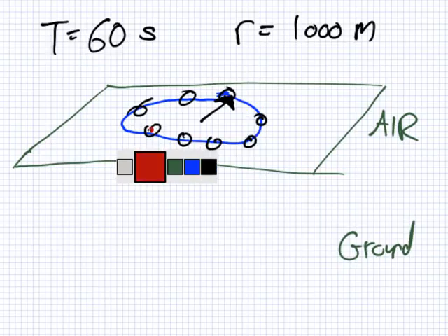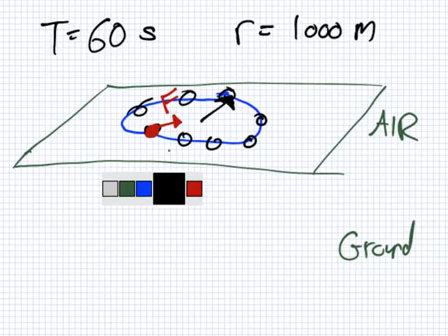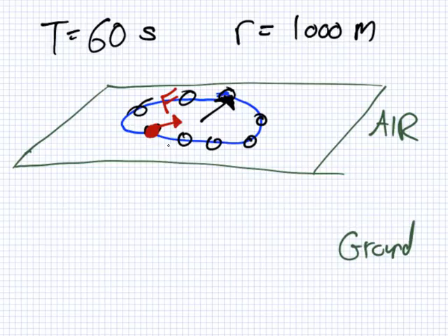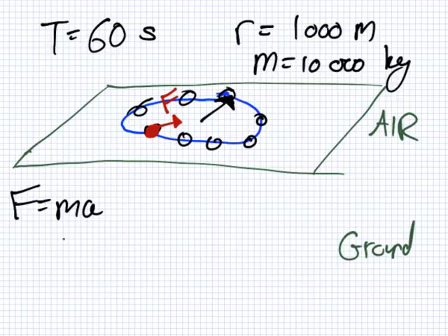So as the plane goes around, which way is the force? To the center. So I want to calculate the F. What does Newton tell us the F is? MA. So I need to calculate the A. Newton says F equals MA. Do I know the M? I do. It's 10,000 kilograms. So the F will be 10,000 A.